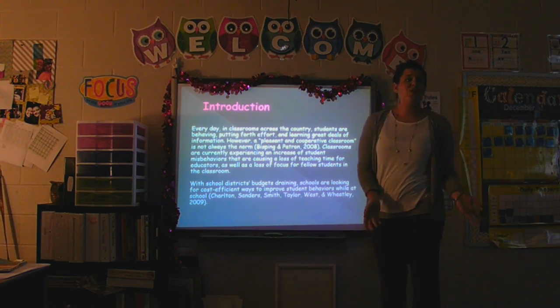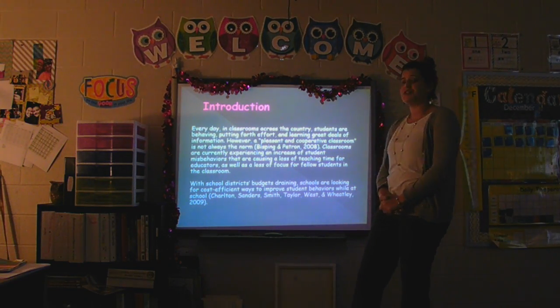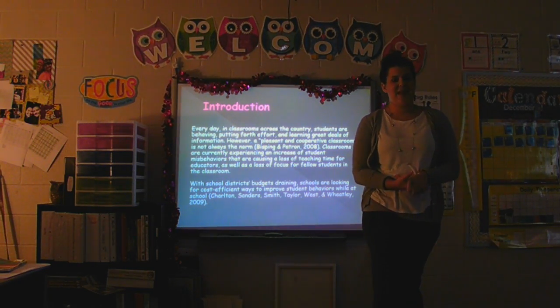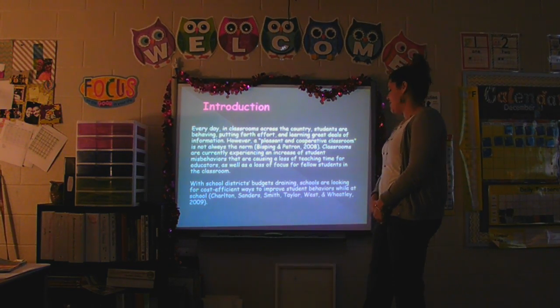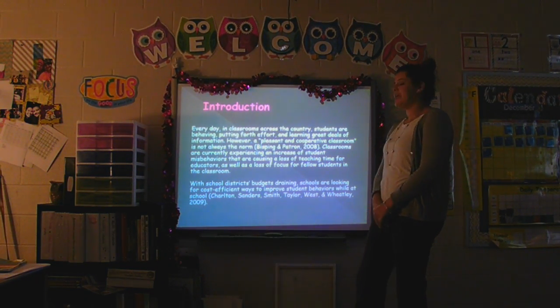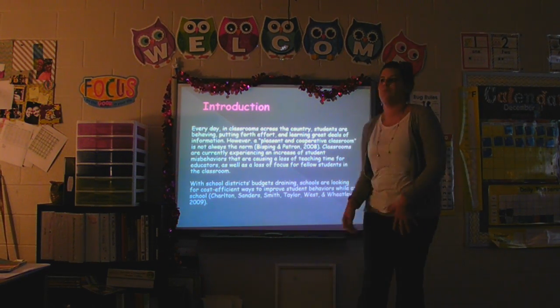As well as just a lack of focus for the students in your classroom. So with school districts' budgets being cut the way that they have been, and we've experienced that here at our school and in our district, schools are looking for more cost-efficient ways to get kids to behave the way we want them to.